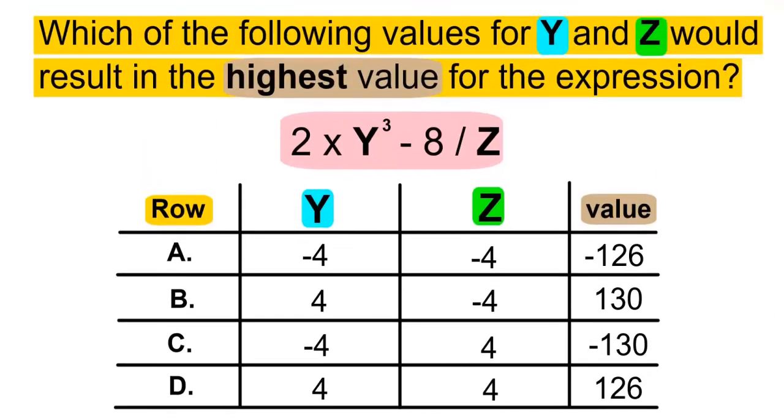Which of the following values for y and z would result in the highest value for the expression? The highest value is 130, and that will be row B.